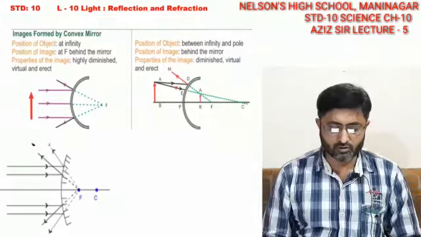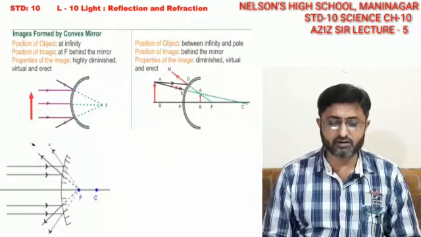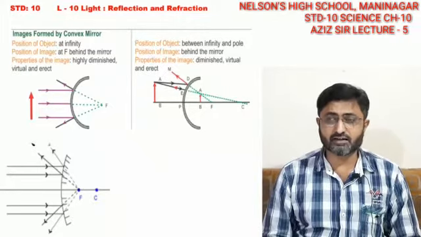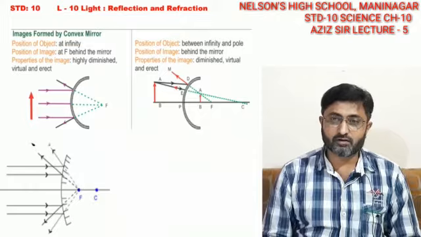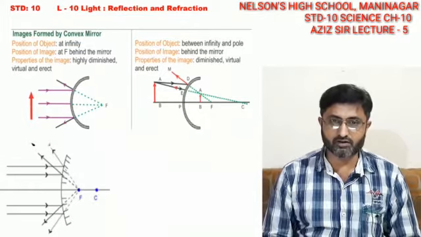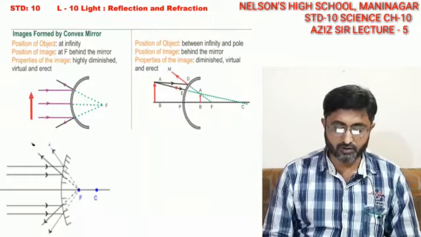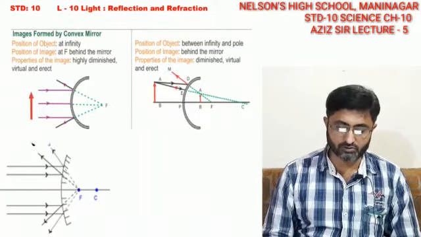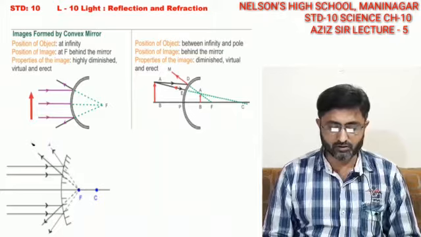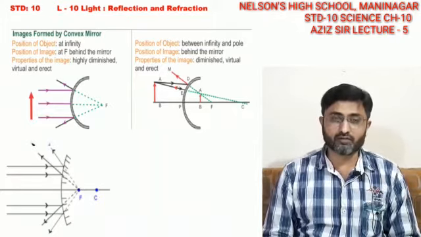Now today's topic: in the previous lecture we learned about concave mirrors, how they show properties with respect to the position of an object and the position of an image. Today we are going to understand convex mirrors.